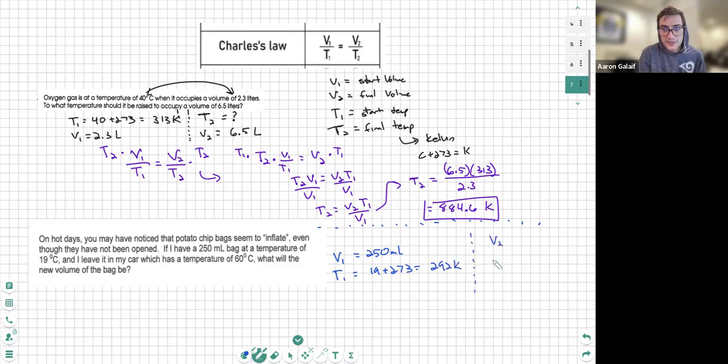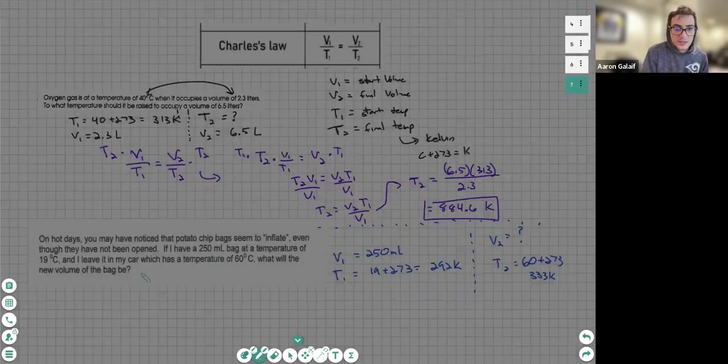We're going to look for V2 and T2 now. What will be the new volume? So we're looking for a V2 if the temperature of the car turned to 60 degrees. So we're looking for V2 when T2 is equal to 60. So remember, we write 60, have to convert that to Kelvin. We get 333 Kelvin.